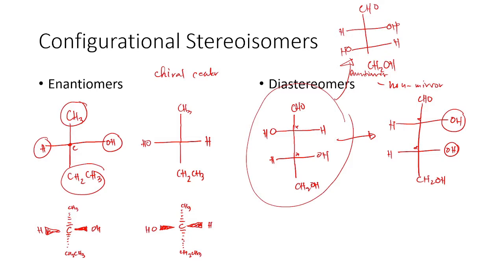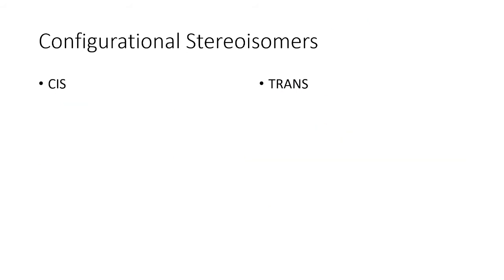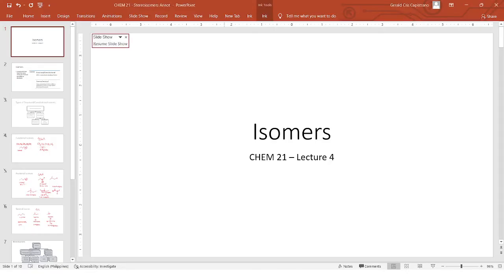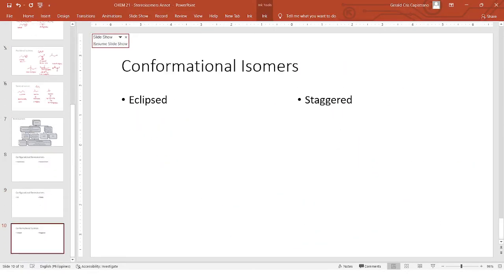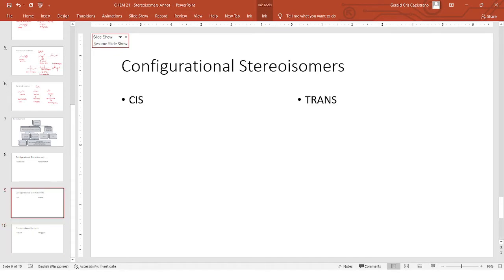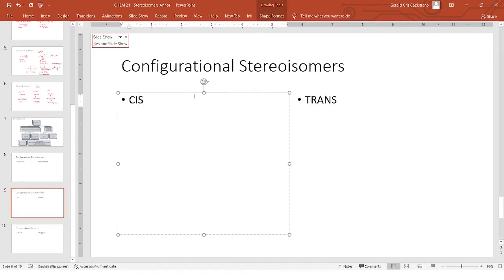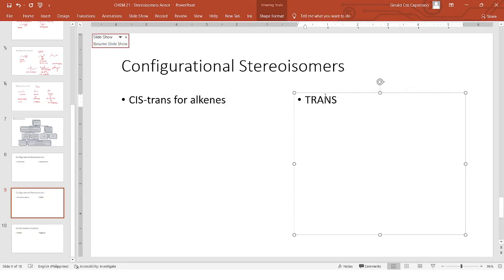So in that, we have our diastereomers. There are two more types of diastereomers. We have the cis-trans conformation. That should not be like that, let's fix that for a second. It should be cis-trans for alkenes and cis-trans for cyclic compounds.